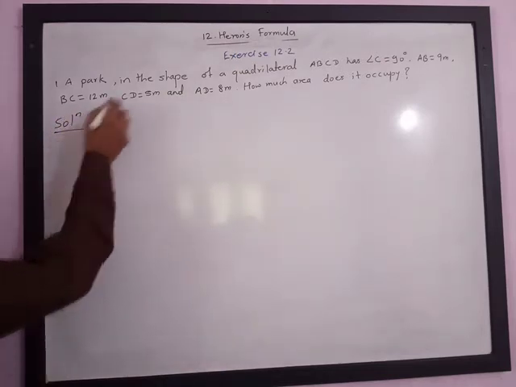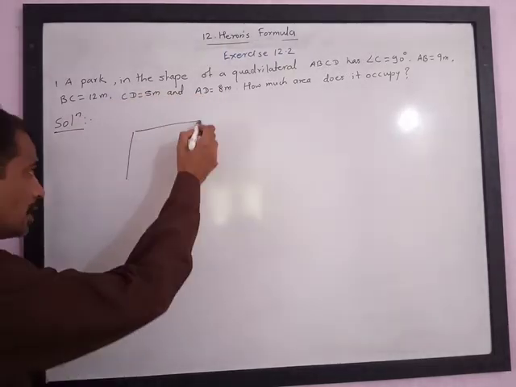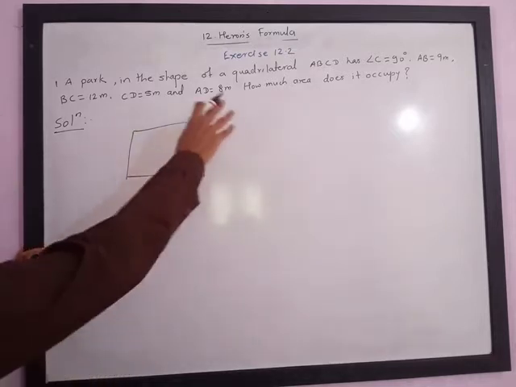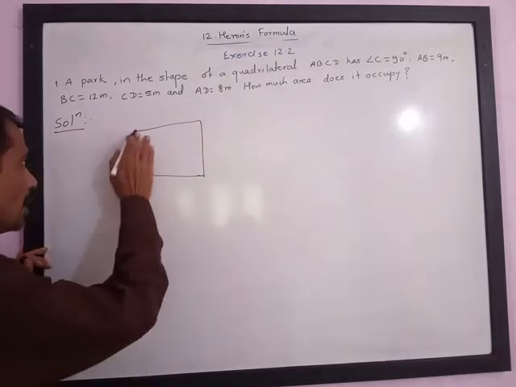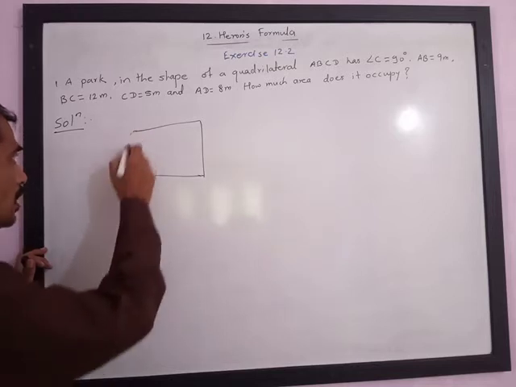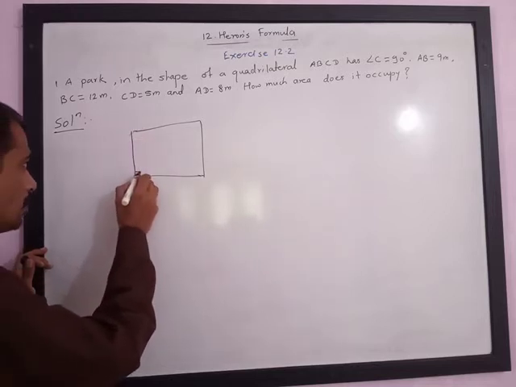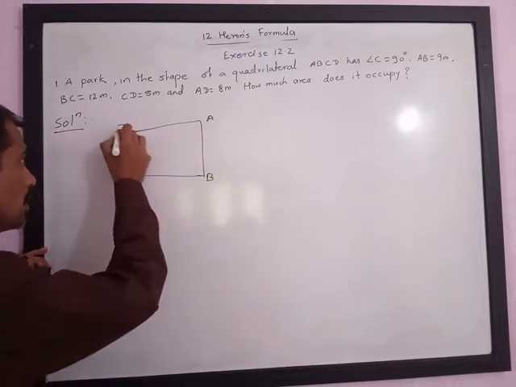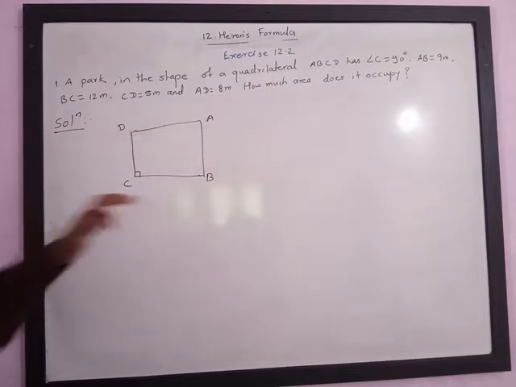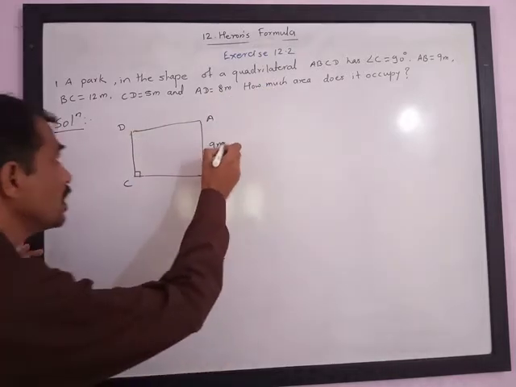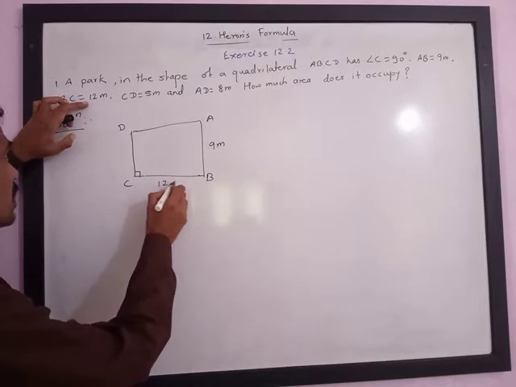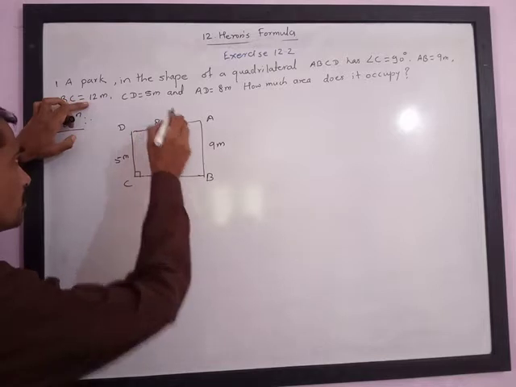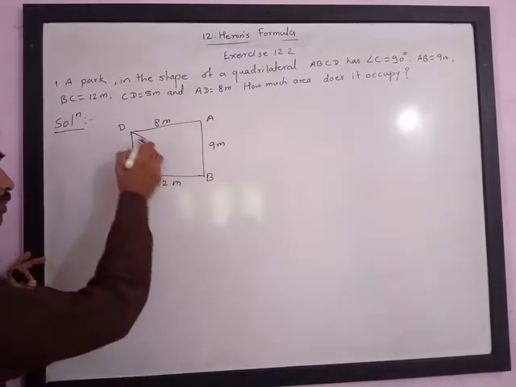Now in this case we are told that the park is in the shape of a quadrilateral. We are not given which shape, so it is an irregular quadrilateral, with angle C equal to 90 degrees. Now I will take this angle as angle C. So this is A, B, C, D. Angle C is 90 degrees and AB is 9 meters. Then BC is 12 meters, CD is 5 meters and AD is 8 meters. Now let us join BD.